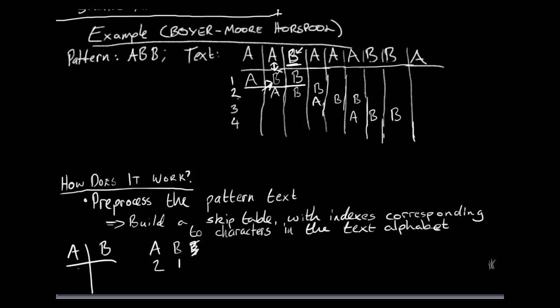In here we would have a 2 for the A and a 1 for the B, and say there was a character that didn't occur in our pattern, say a C, we would just want to set this to our pattern length, which is 3, so that we just skip ahead past the C and ignore it, because we know that our pattern cannot occur with that character.